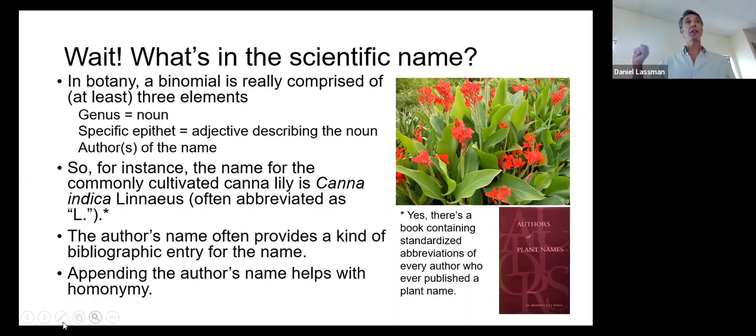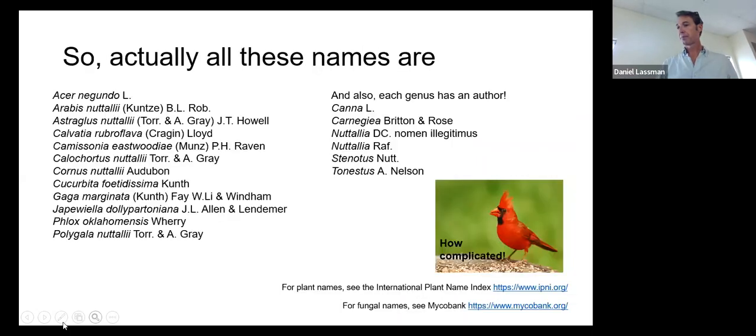It's Canna indica Linnaeus, not Canna indica C.A. Morse. So actually, all these names that we've seen today are like Acer negundo, Linnaeus, period. Erebus Nataliae, Kuntz, B.L. Robinson, period. Blah, blah, blah.